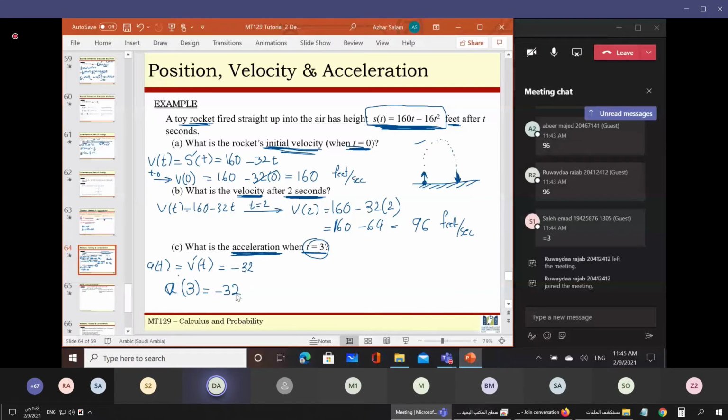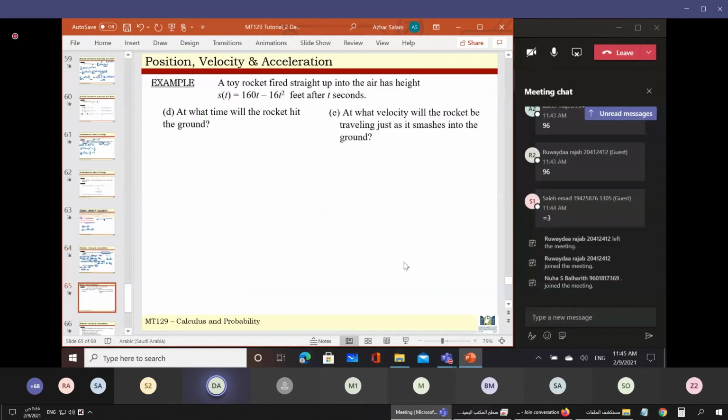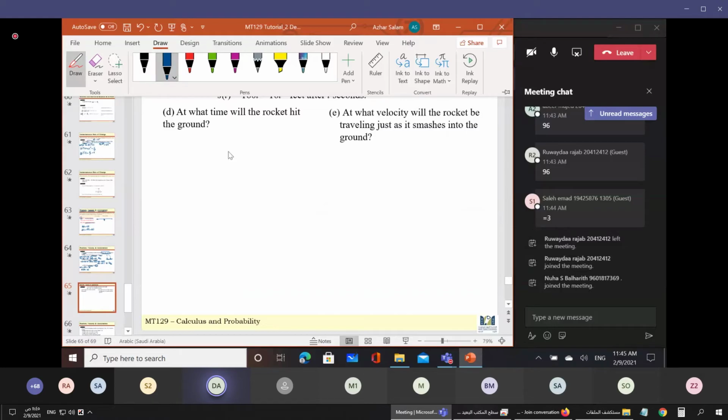32, minus 32. This is the acceleration for all values at each time, not only 3 and any other value of the time t. This is the acceleration. Now I also have 2 more questions about this.